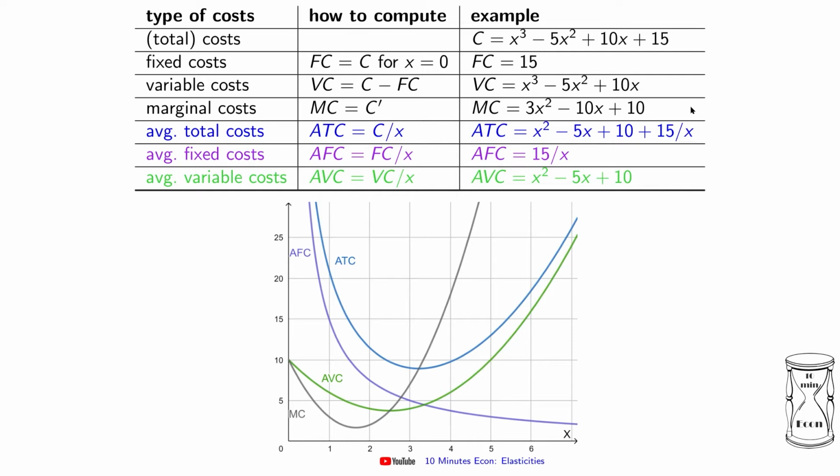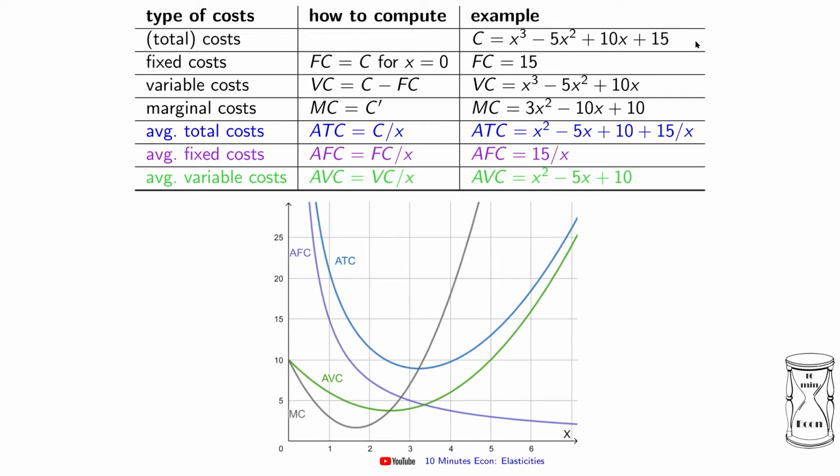The next line, and that's actually the most important one, I would say, that's the marginal costs. And if you look at the formula, you already see the marginal costs are the first derivative of the total costs. And that already gives you a hint how to interpret them, because the marginal costs tell you how expensive it is to produce one additional unit. And you're computing them by taking the first derivative of the total cost function.